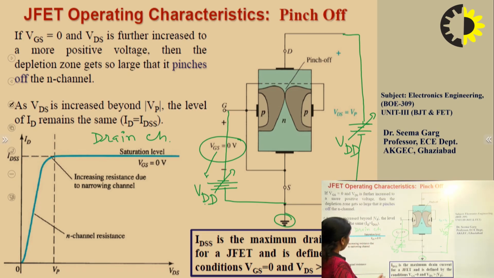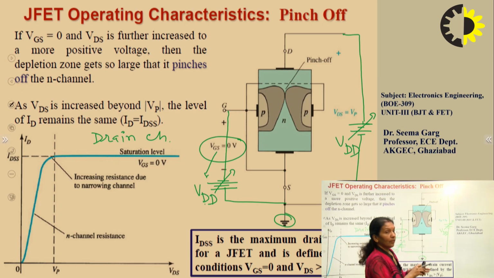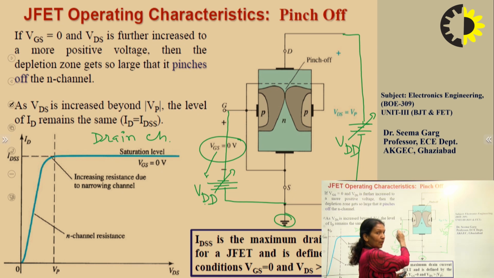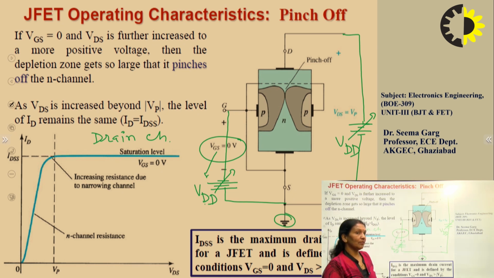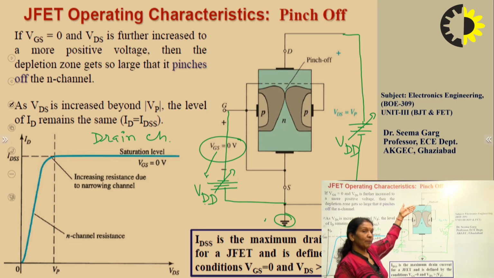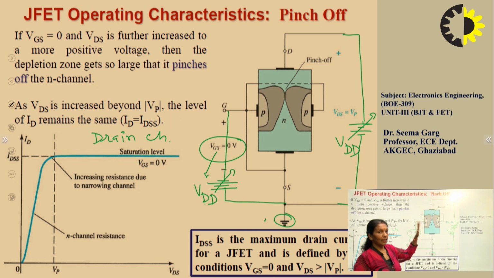Now here, in order to understand the working of this junction field effect transistor, initially we keep VGS at 0, which means the effect of VGS on this depletion region will be negligible. But because of this VDS, and this is a reverse voltage, let us understand what will be the effect of VDS on the depletion layer formation.